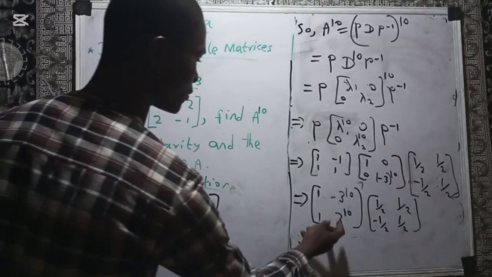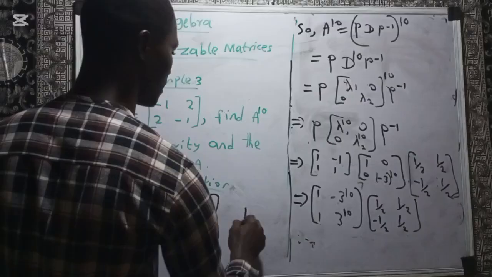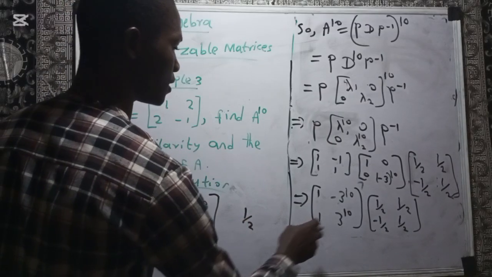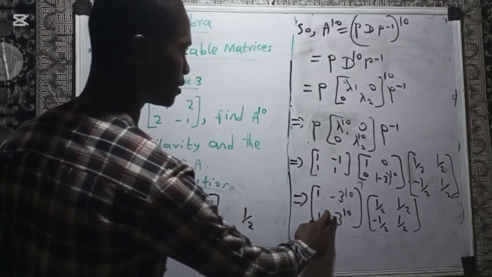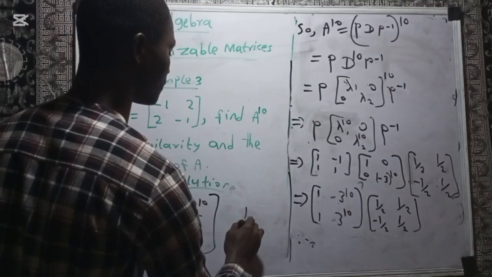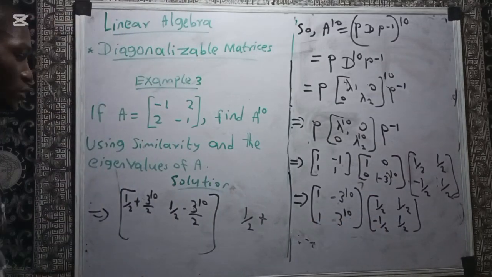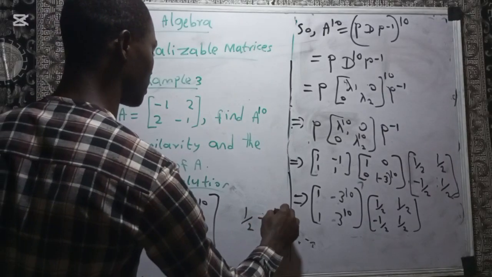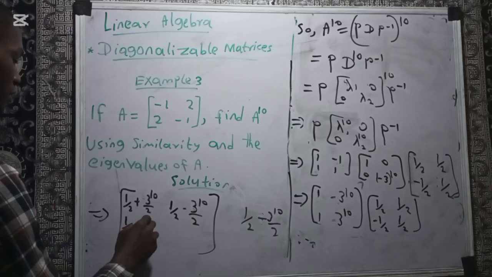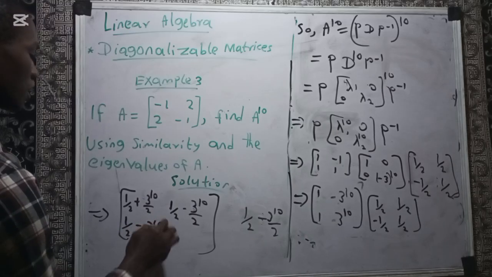Then the next one I'm going to have, use the last row to multiply the first column. 1 multiplied by half is half, plus 3 raised to the power 10 multiplied by negative half. So I'm going to have negative 3 raised to the power 10 divided by 2. So I have half minus 3 raised to the power 10 divided by 2. So this is basically what we have.